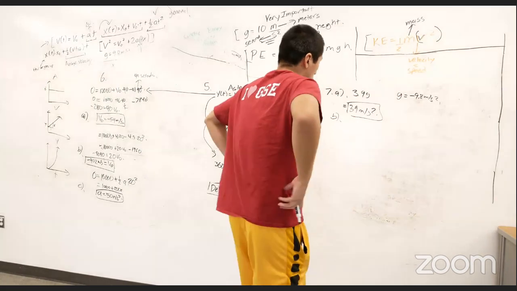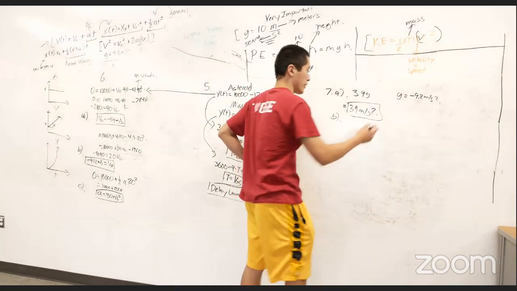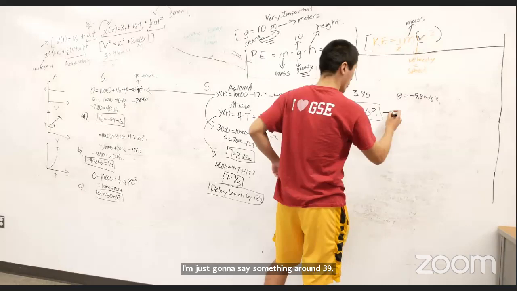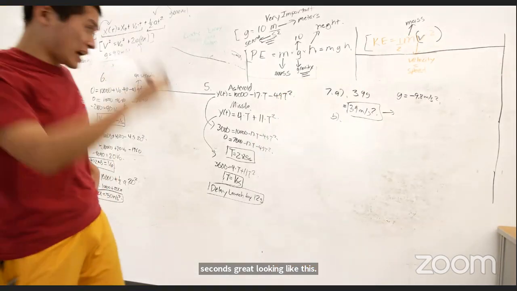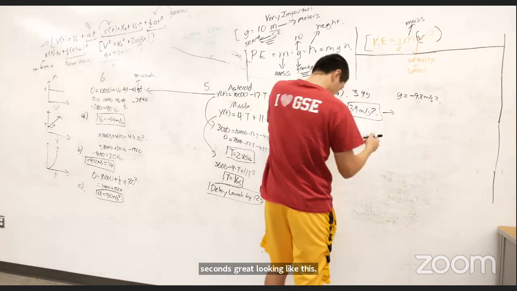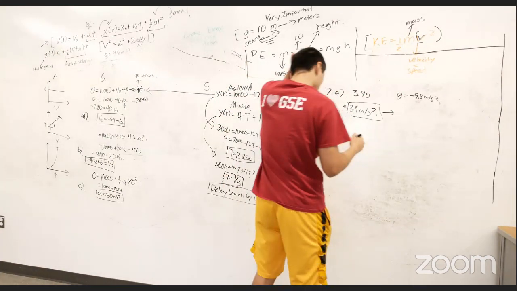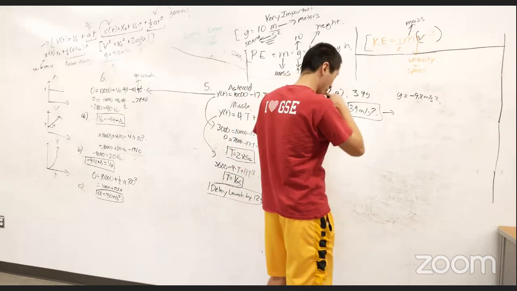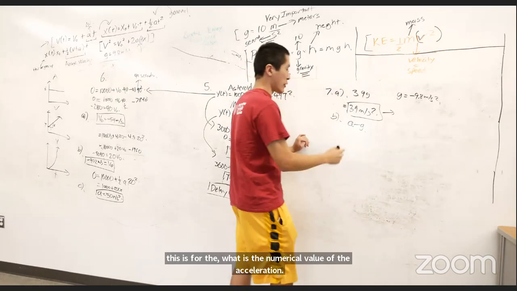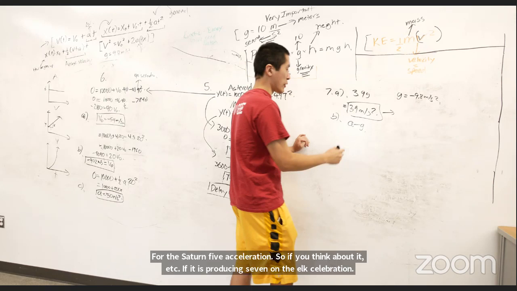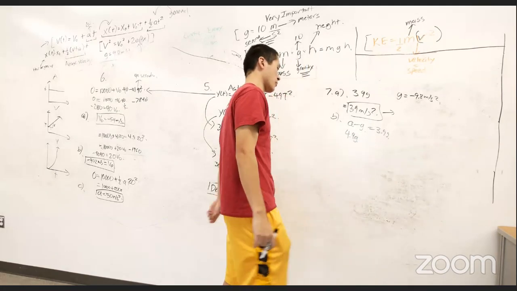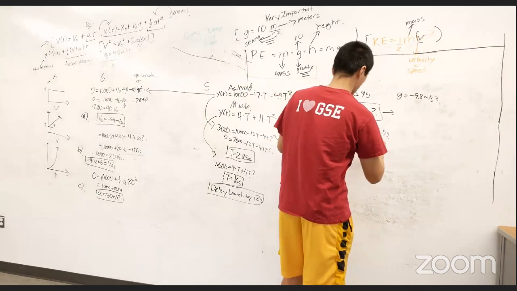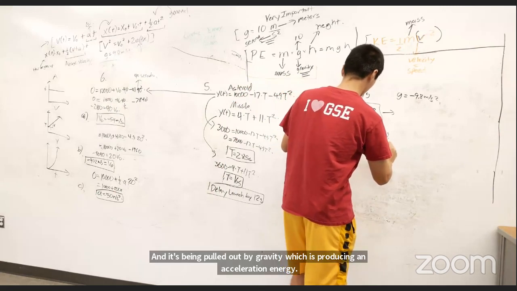So this is for the, what is the numerical value of the acceleration? For the Saturn V's actual acceleration. So if you think about it, the Saturn V is producing some amount of acceleration, and it's being pulled down by gravity, which is producing an acceleration of g. So in order to actually get the net acceleration of 3.9 Gs, Saturn V needs to go upwards of 4.9 Gs, and once you subtract gravity, you're going to get 3.9 Gs of force. So 4.9 Gs of force, and this is roughly 49 meters per second squared, something like that.